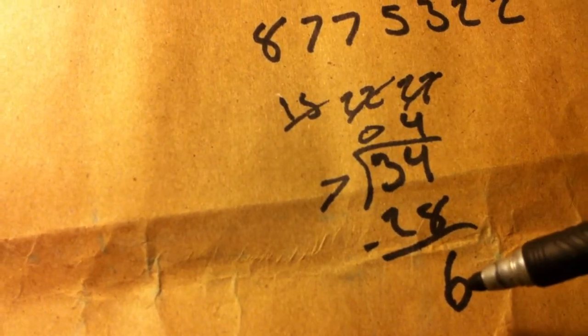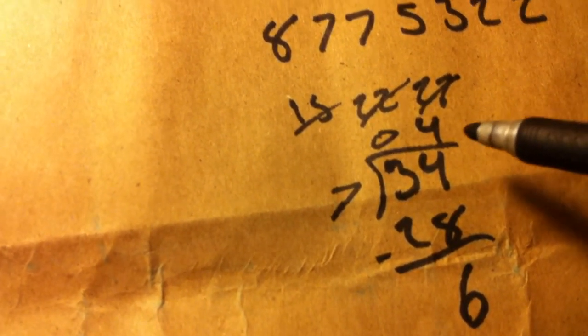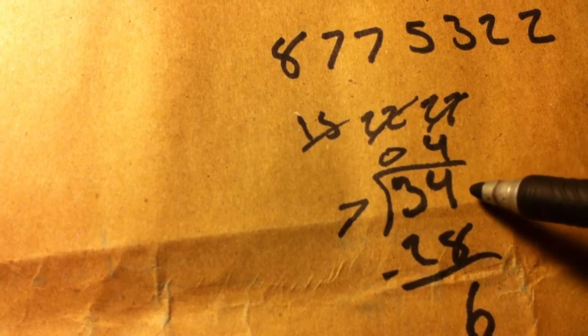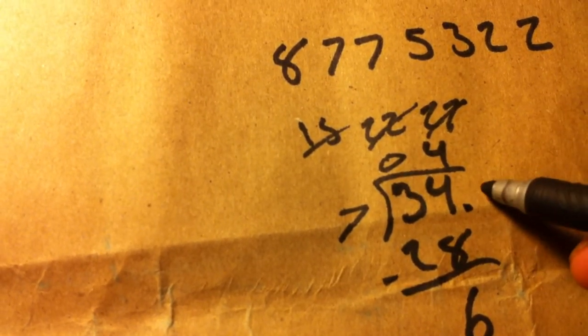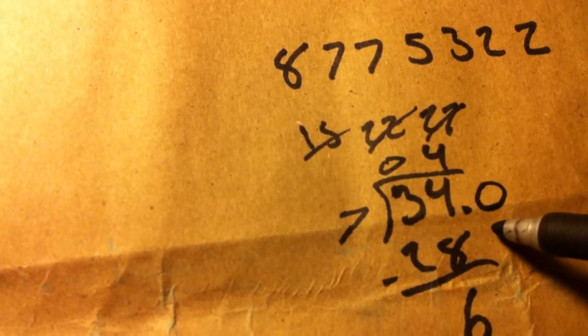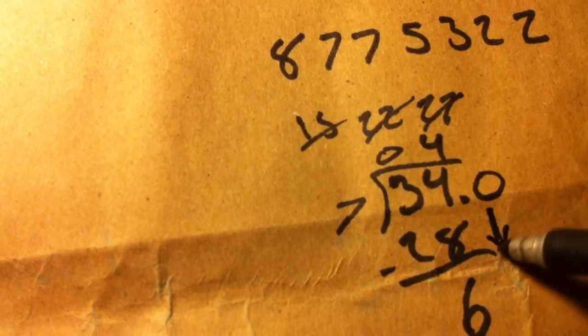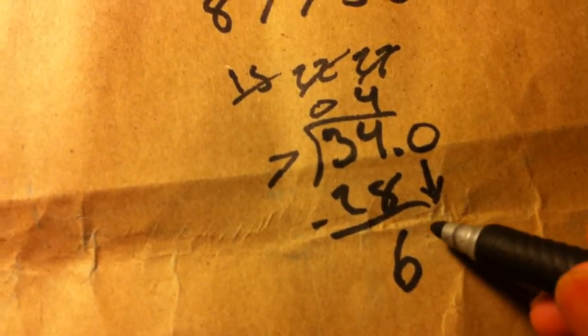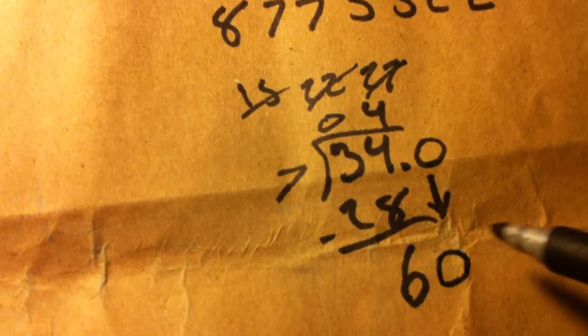Alright, so now we have a problem. We have a remainder, which is down here, remainder 6. And how we deal with this is you simply place a decimal point there and then add a 0. And then you continue to bring zeros down until you have enough of what they call significant figures.